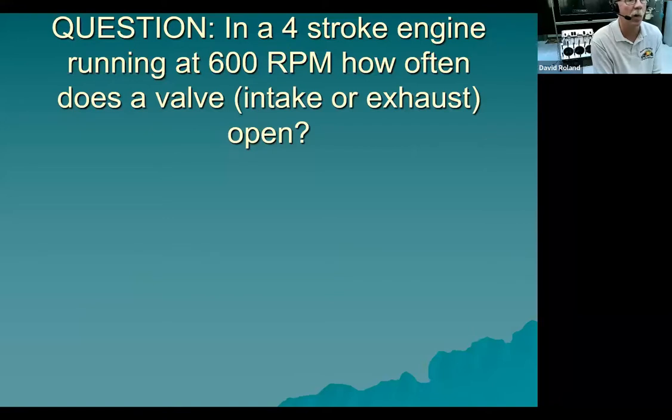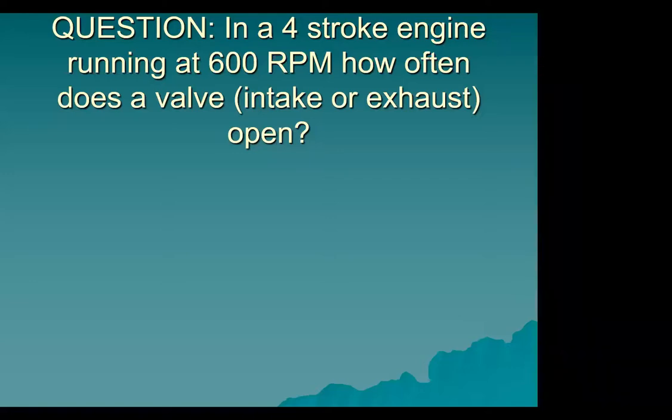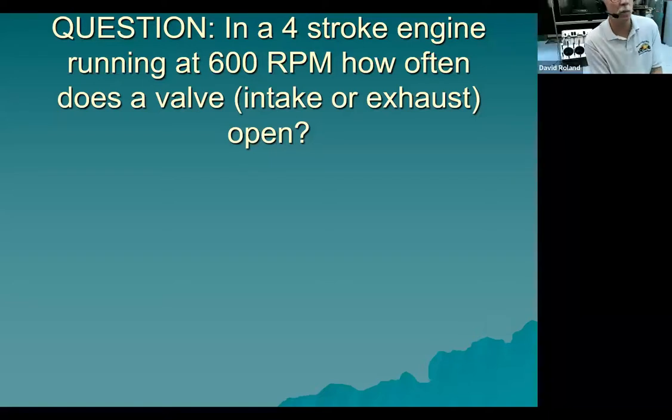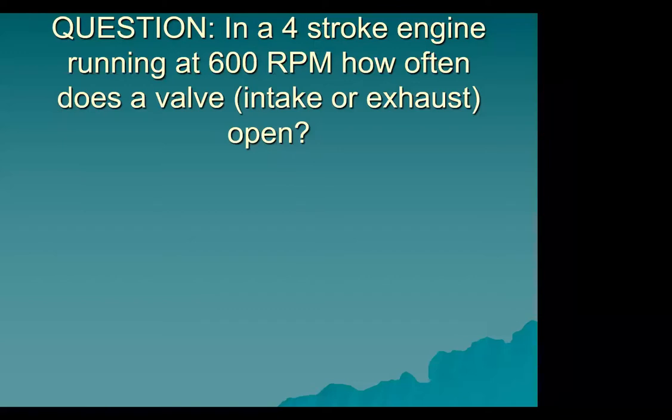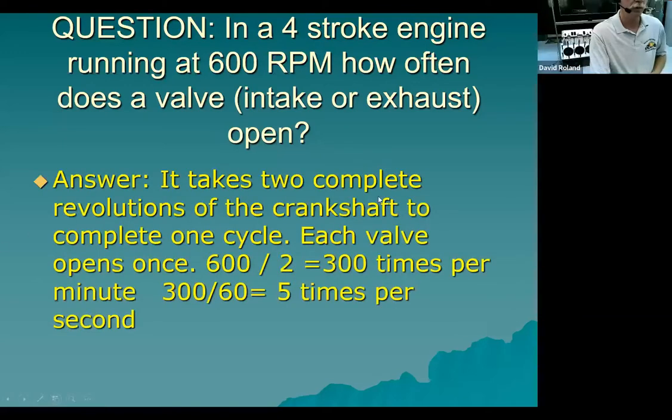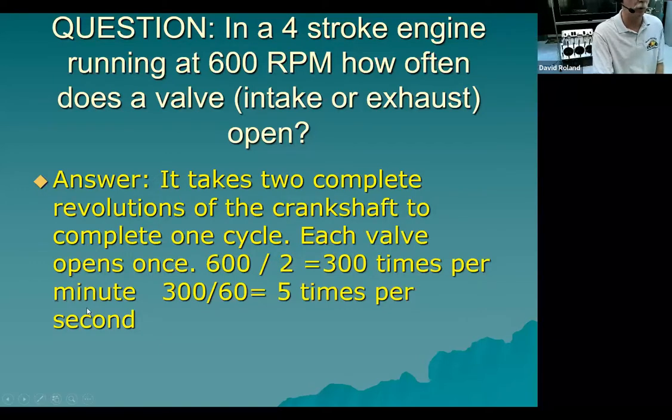600 RPM. The crankshaft is going to go around 600 times in a minute. And I already said that it takes two full revolutions to do all four strokes. So in a minute's time, how many times is that one valve going to open and close? It'd be 300. Yes, perfect. Exactly. It's going to open and close 300 times in a minute. It takes two full revolutions of the crankshaft to complete one cycle. Each valve opens once, so it's 600 divided by 2 equals 300 times per minute.